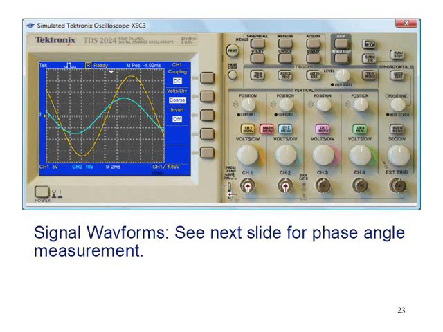Okay. So here we see our voltage and our current waveforms. See, they are not in phase. I know they're not in phase because the peaks or the zero crossings do not line up.